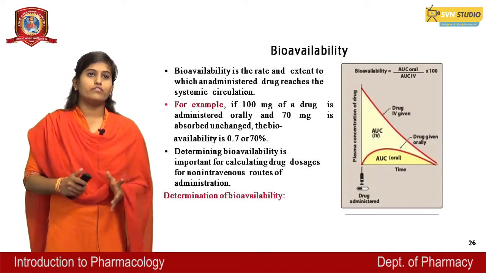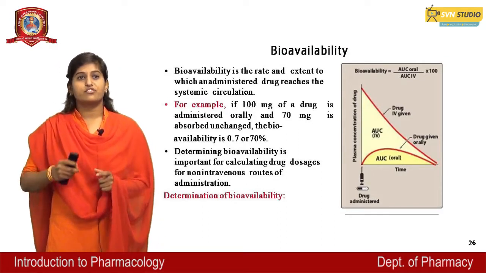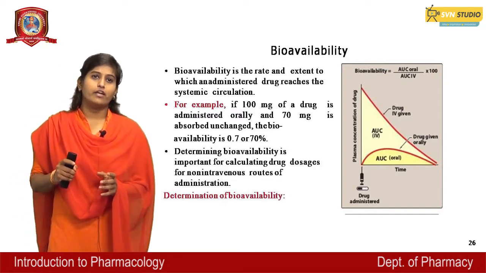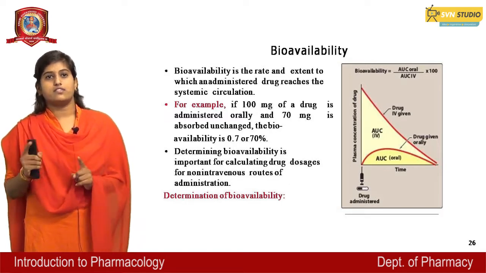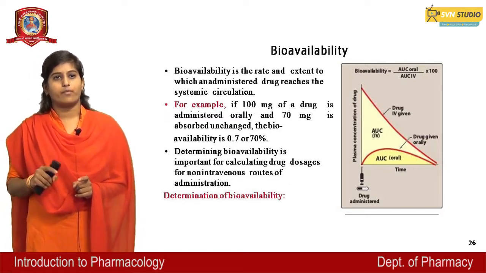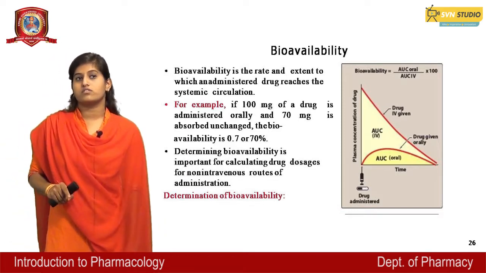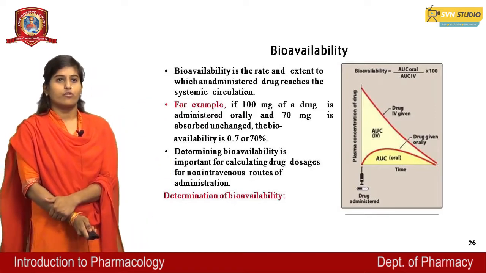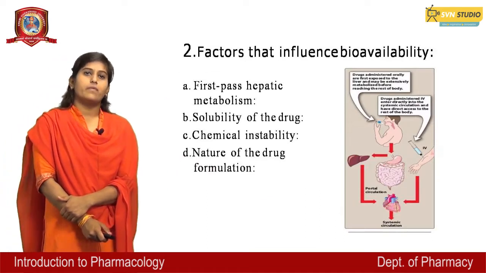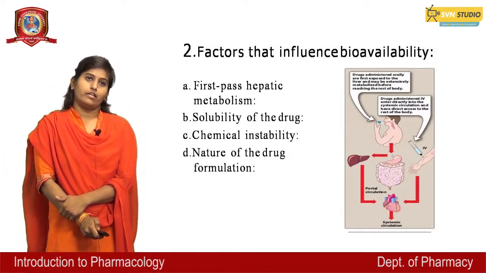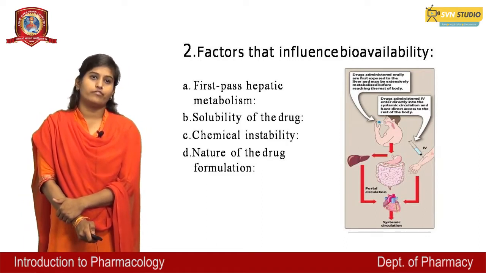Bioavailability. Bioavailability is the rate and extent to which an administered drug reaches the systemic circulation. For example, if 100 mg of a drug is administered orally and 70 mg is absorbed unchanged, the bioavailability is 0.7 or 70%. Determining bioavailability is important for calculating drug doses for intravenous routes of administration. Factors that influence bioavailability: first pass hepatic metabolism, solubility of the drug, chemical instability, nature of the drug formulation.